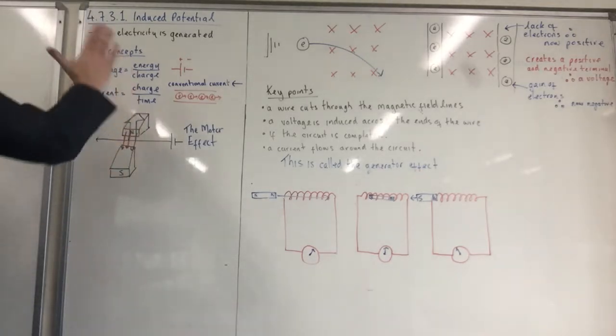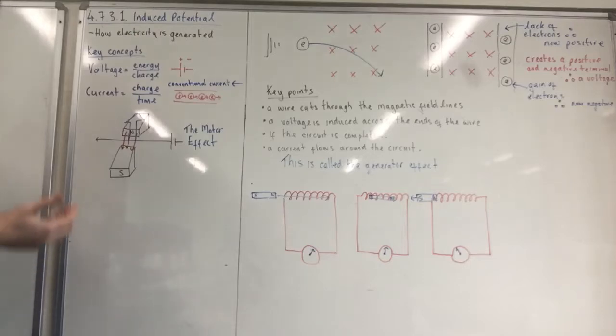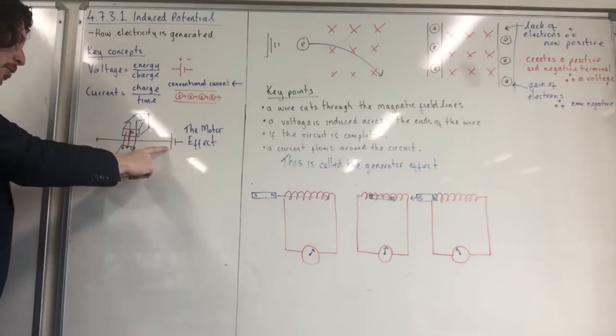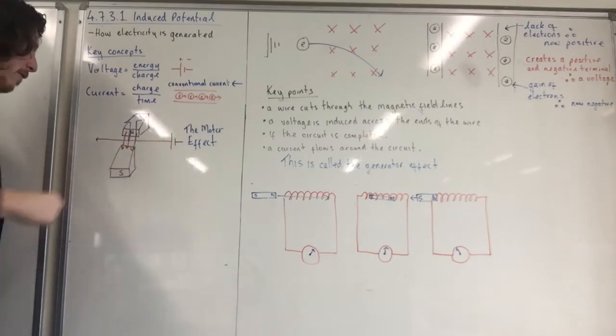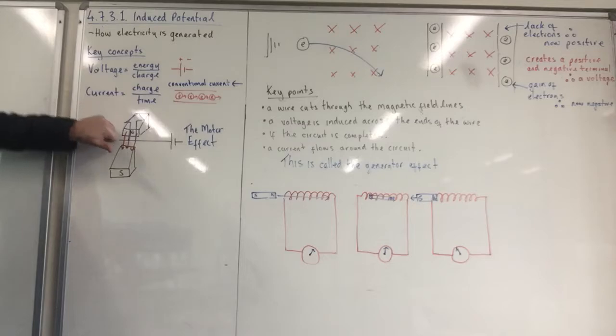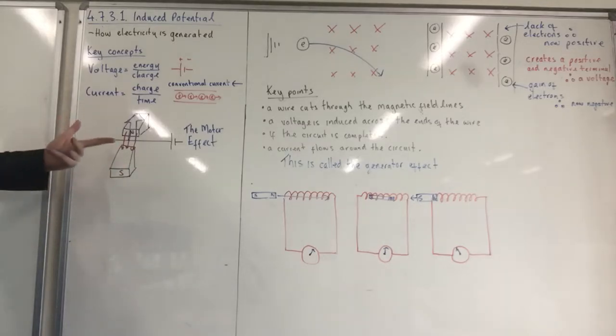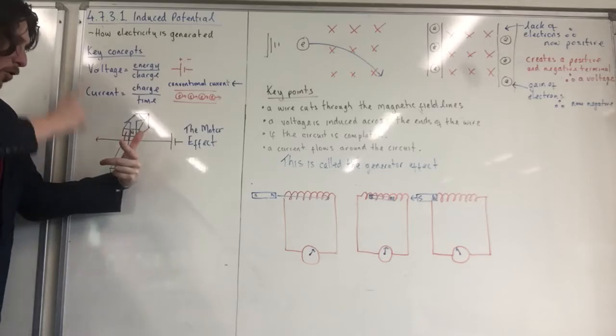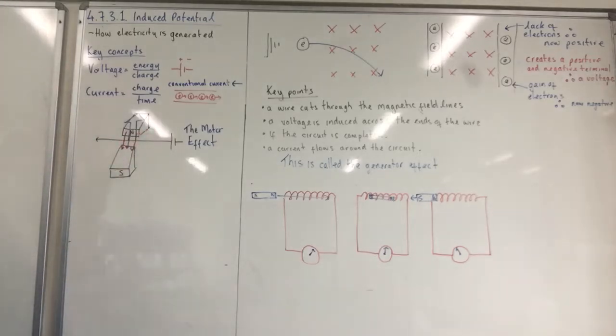The last key concept related to induced potential is the motor effect. So here, using Fleming's left-hand rule, we've got the current moving from right to left. We've got the magnetic field coming out of the page. So with Fleming's left-hand rule, field and current are going that way, and therefore the wire kicks upwards.